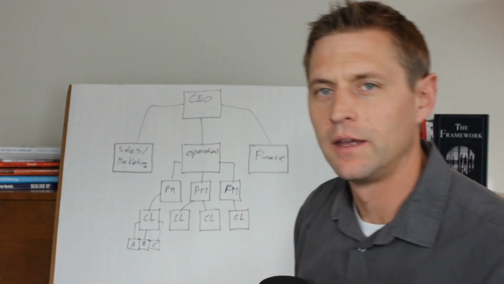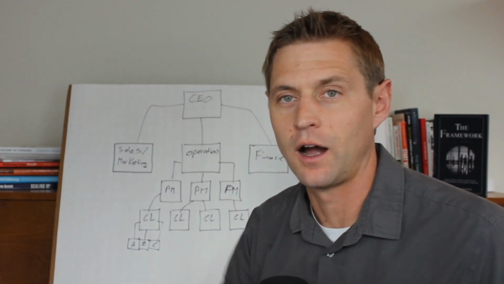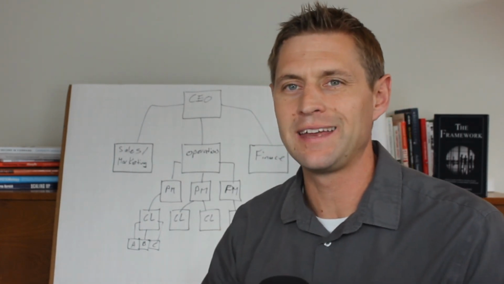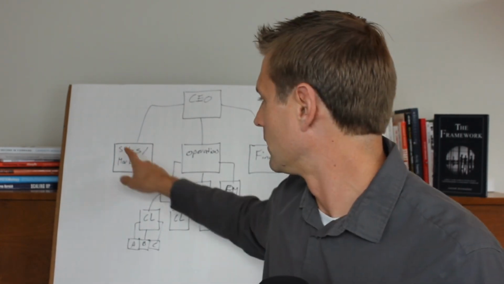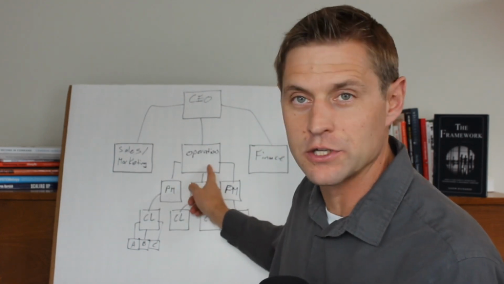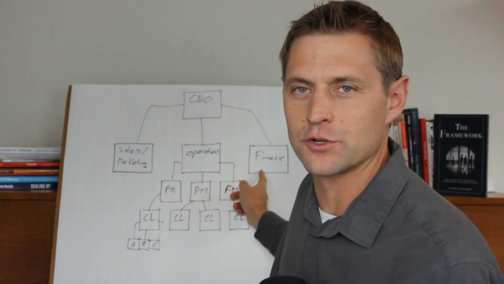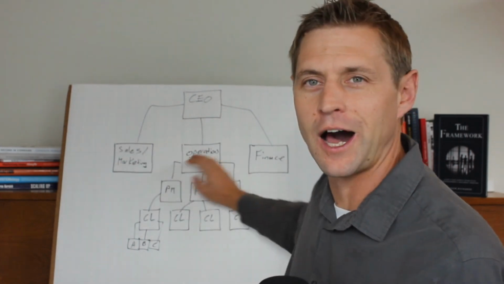Okay, here is a fictitious roles and responsibilities chart. I always tell people that there are three main functions of every company: sales and marketing, people that make promises; operations, people that do the work; and then finance, people that make sure that you don't go broke. So you have sales, operations, and finance.